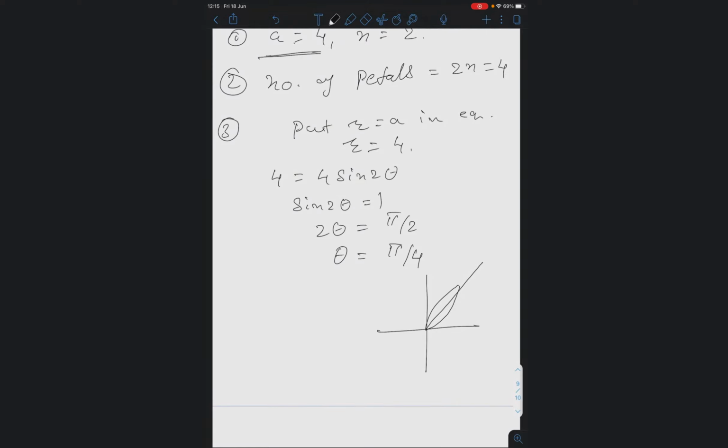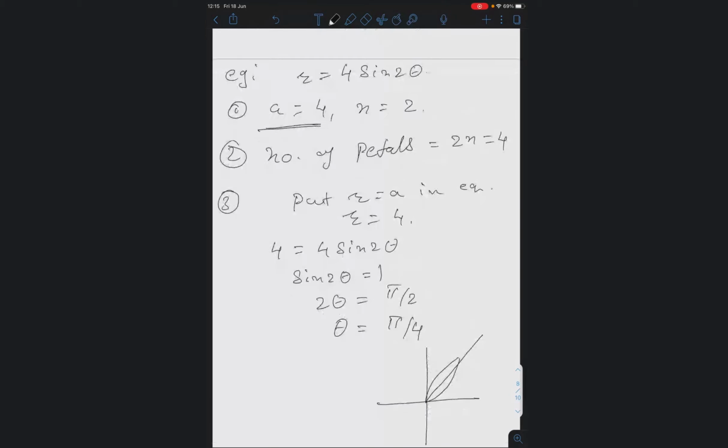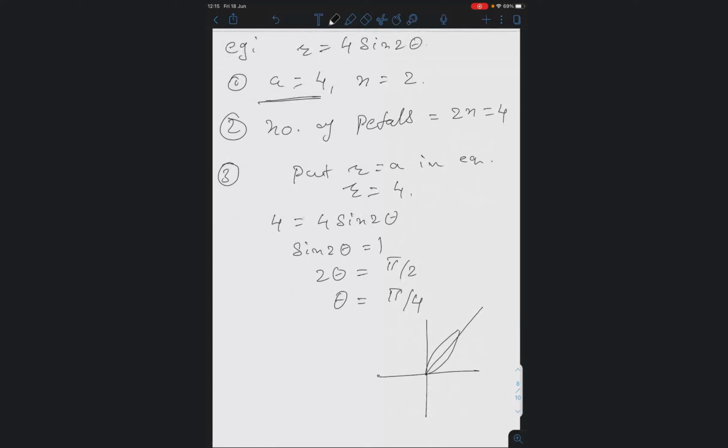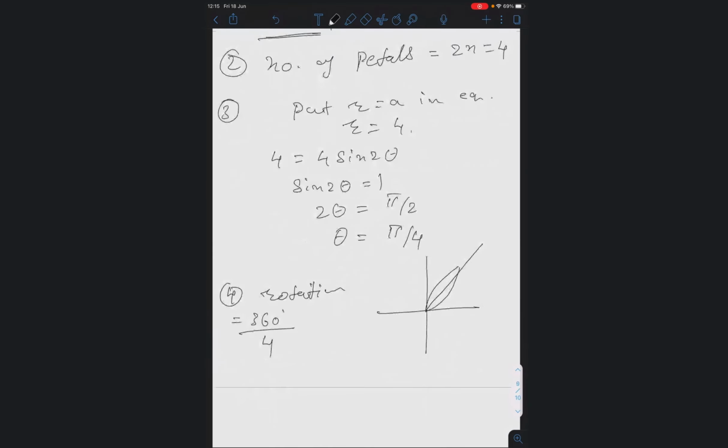Now, the first petal I have drawn, suppose. Now I need to get a total of 4 petals. First petal will be at theta is equal to pi by 4. Now the remaining 3 petals I also need to draw. How will I draw them? By calculating the rotation of the petals. The rotation will be 360 by the number of petals. And how many petals do you have here? 4 petals. What does this mean? 90 degrees. So that's how far we rotate the petals.